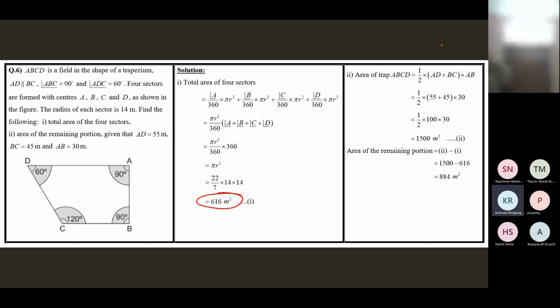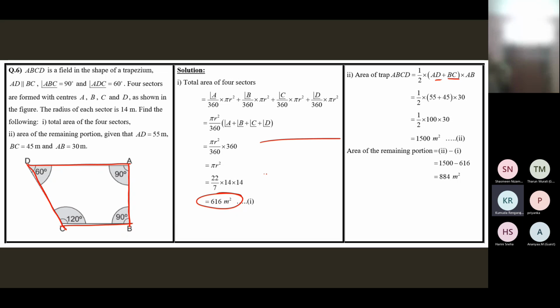And then the area of the trapezium is half the sum of the parallel sides. Parallel sides are AD and BC. Half the sum of the parallel sides, AD and BC, into the distance between them. See here, CD is not the distance between the parallel sides. AB is the distance between the parallel sides, because distance is always the perpendicular distance.